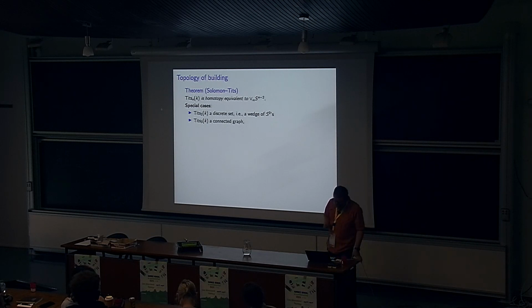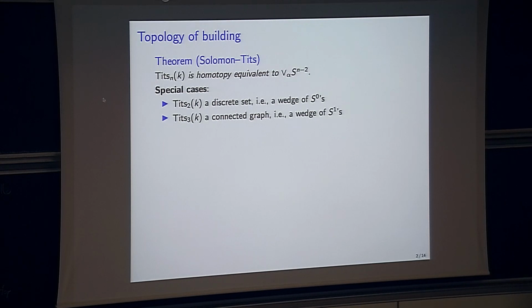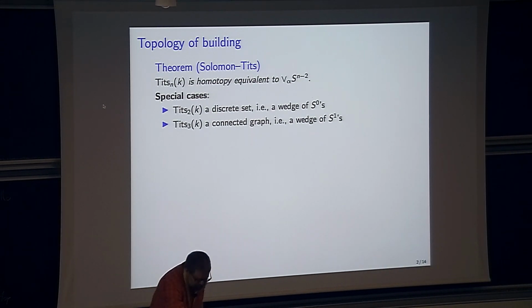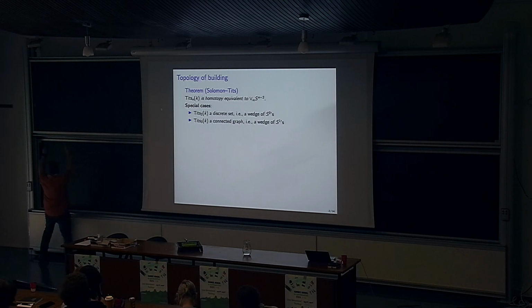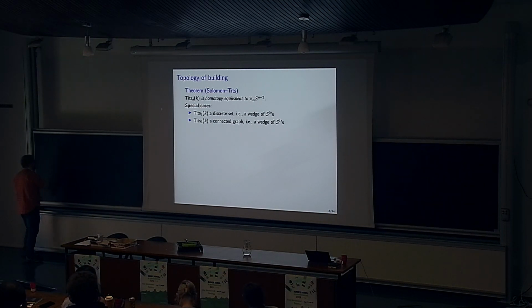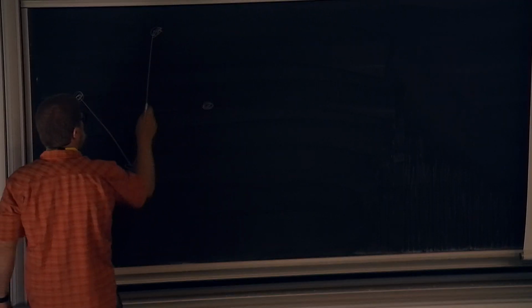So Tits sub 3 of k. Well, that's a connected graph. A connected graph is also called a wedge of circles. This is a familiar argument. To topologists, if you have a connected graph, I'll do it right here. There's a vertex, there's a vertex, there's a vertex, there's a vertex, and let's just put some edges between them.